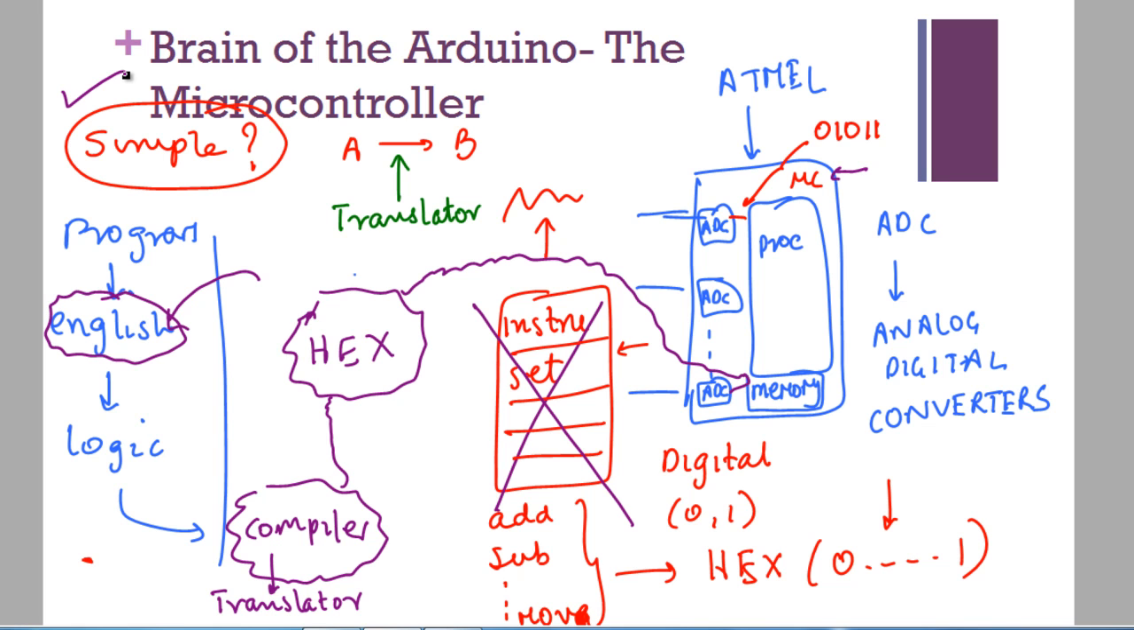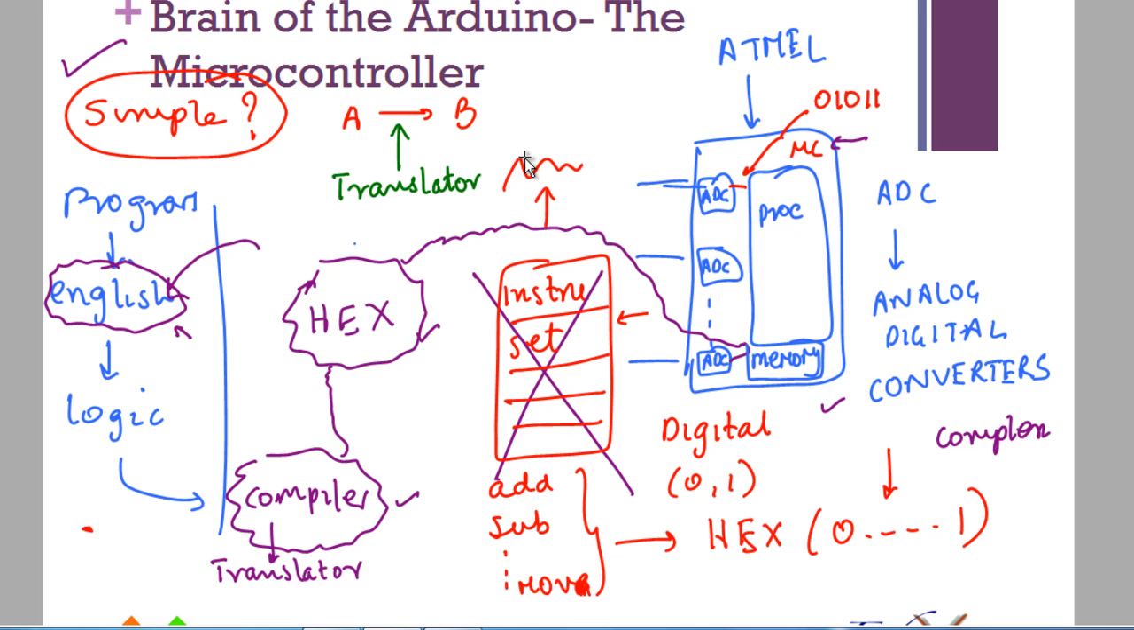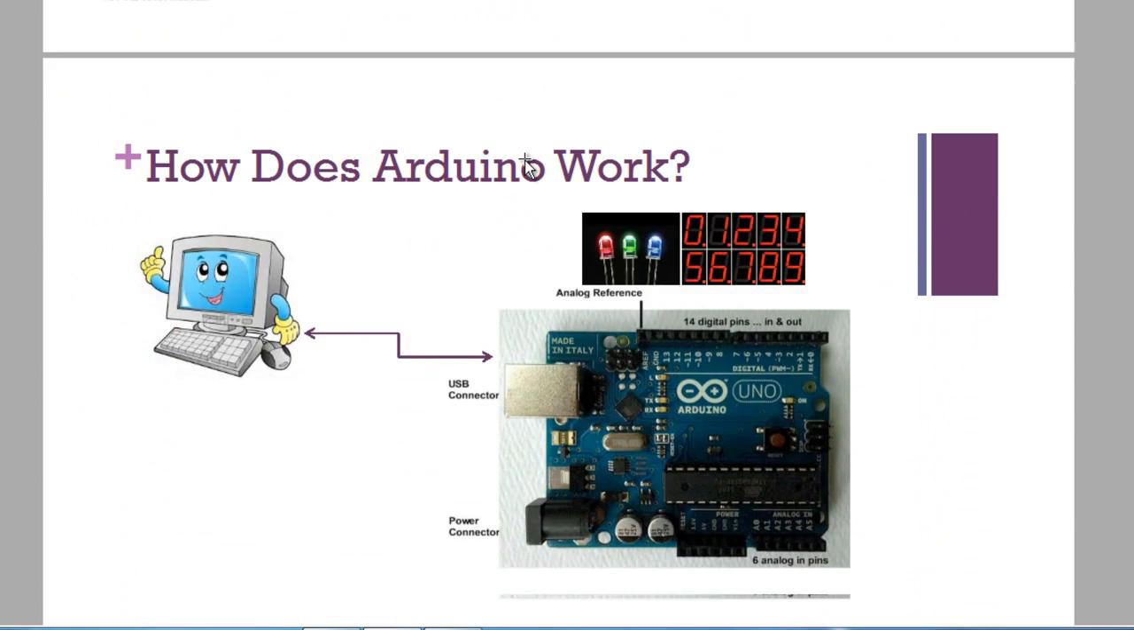So to summarize that, to program the microcontroller, I need to first understand something called an instruction set, which is a little bit complex. So to make it simple, we have a compiler which helps us translate this higher level language into a hex file, which contains words or statements that my microcontroller actually understands. So that said, let's understand how Arduino works.